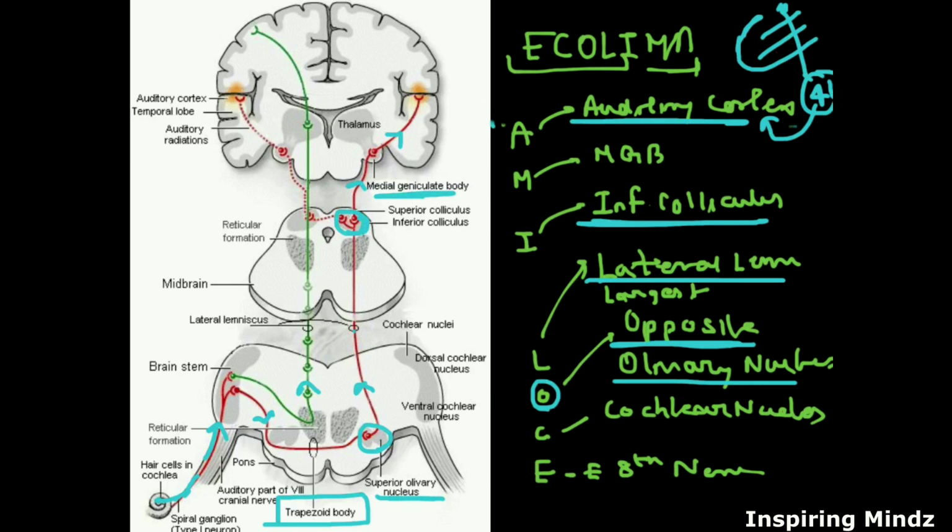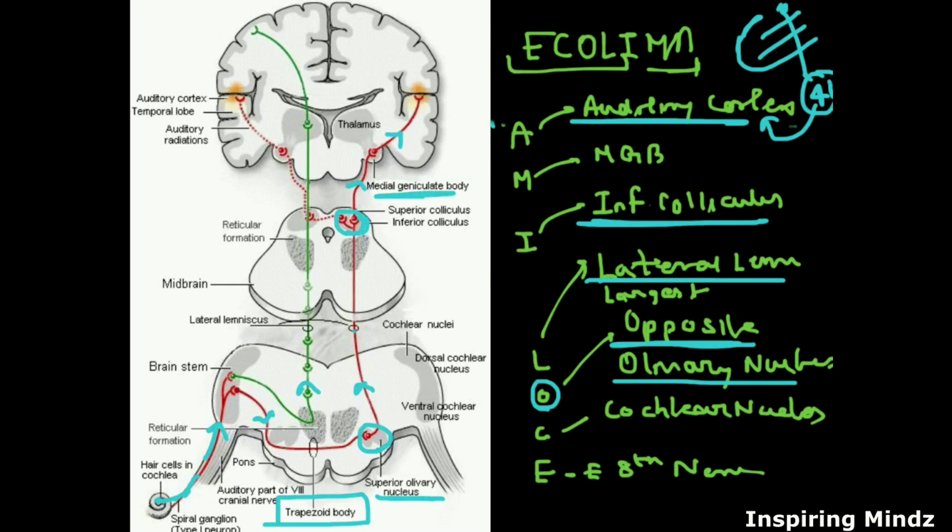From the superior olivary nucleus, the nerves will travel in the form of lateral lemniscus, and from lateral lemniscus, it will reach the inferior colliculus, and from inferior colliculus to medial geniculate body, and from medial geniculate body to the auditory cortex present in the posterior part of superior temporal gyrus, and its Brodmann area number is 41. So this is about the auditory pathway.